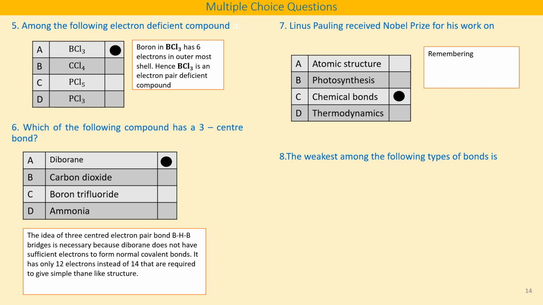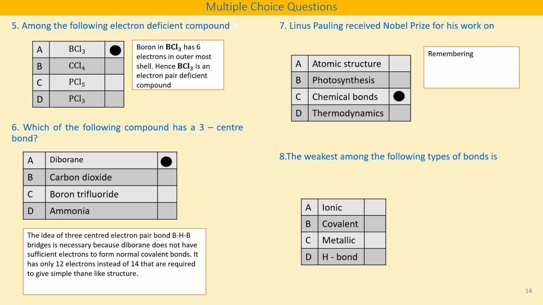The weakest among the following types of bonds is, so you have to identify the weakest bond: ionic, covalent, metallic and H bond. Options are A, B, C and D respectively. So H bond is the weakest of all. Please mark it.